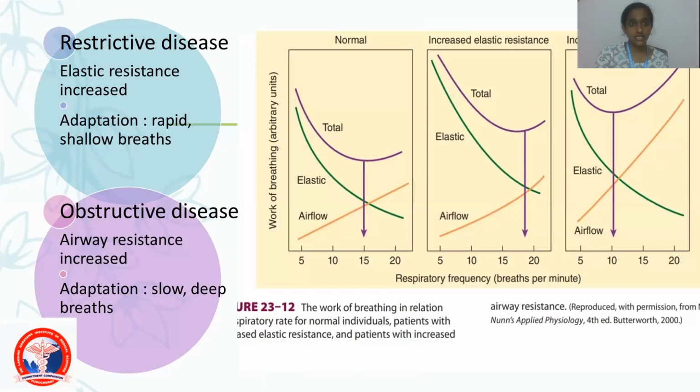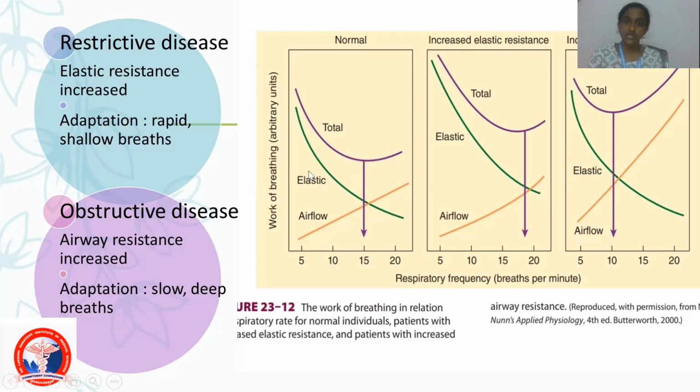In a restrictive disease patient, the elastic resistance is increased. So how do these patients adapt? In fibrosis, when you see a fibrosis patient, they usually have rapid shallow breaths. They will be tachypneic, but their breaths will also be shallow. Why are they adapting this way? That is the adaptation at which their work of breathing will be at its minimal. That is the adaptation of a restrictive disease.